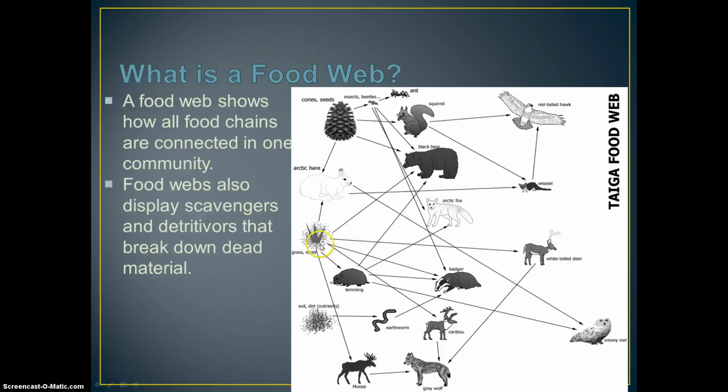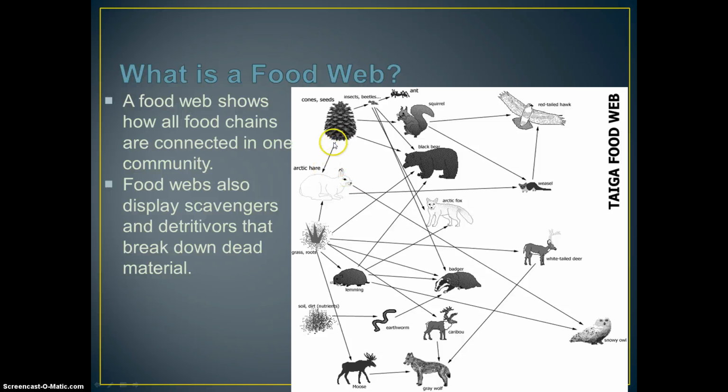If you look back, he's eating grass and roots, which means he is actually a primary consumer. Okay, so don't let that confuse you. You have to follow the arrows. Speaking of the arrows, what does this mean? Okay, why do they always point this way?